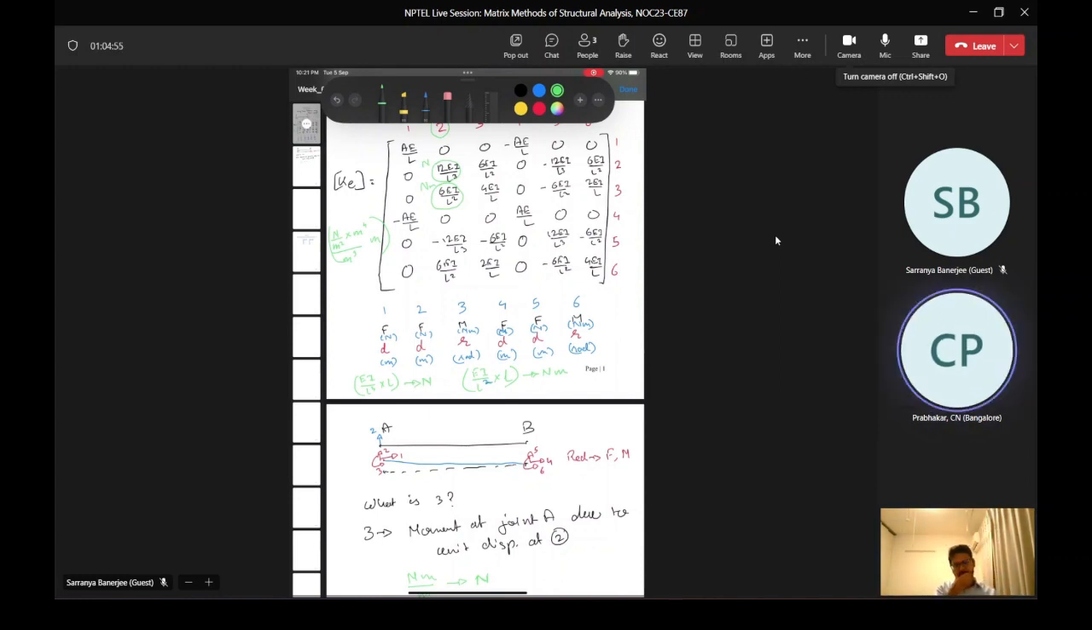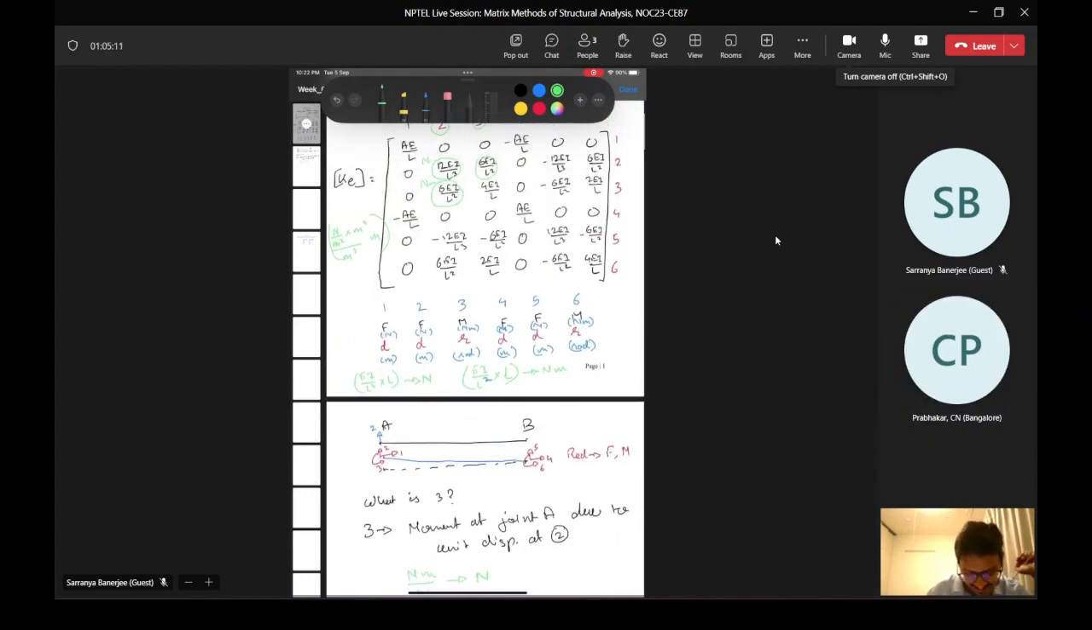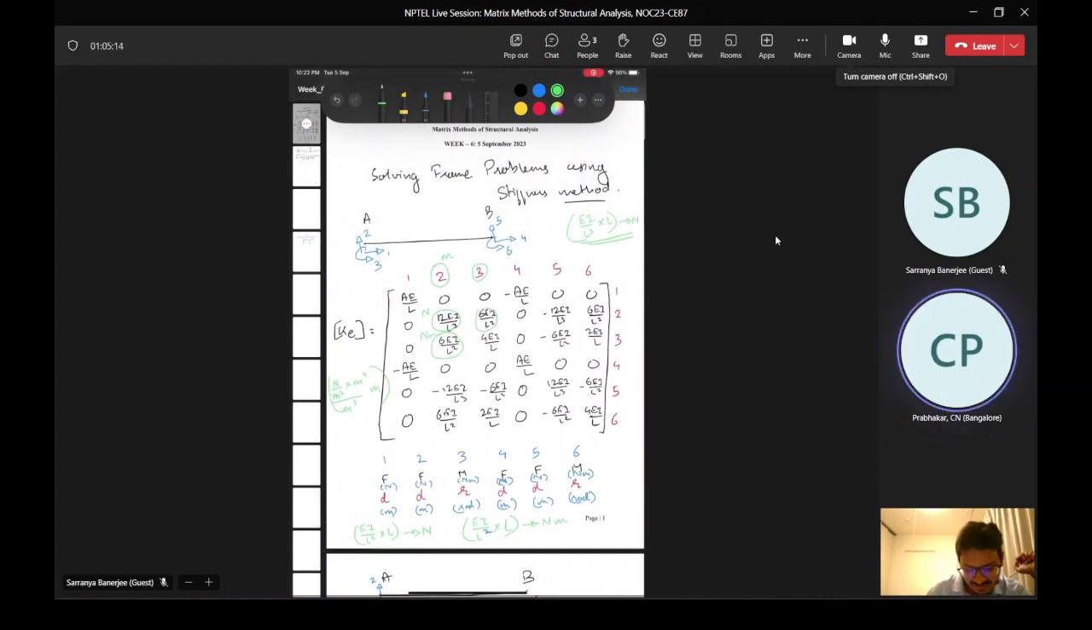But if you take the same third column, second row. Let's take third column and second row. So you are providing a unit rotation at 3, for which we are getting a reaction in direction 2. So that should be, what is that unit? It should be a Newton. Correct. So we need not multiply again anything with meter or anything.